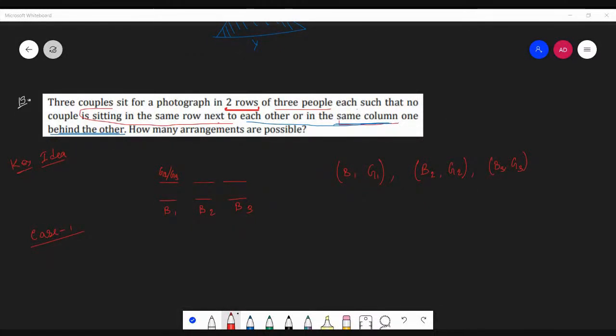Okay, so Deep is saying something. Take the couples A1, A2, B1, B2 and C1, C2. Now consider only A1, B1 and C1. Okay.